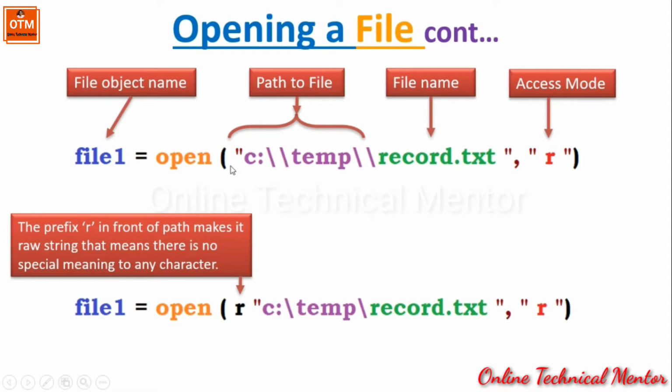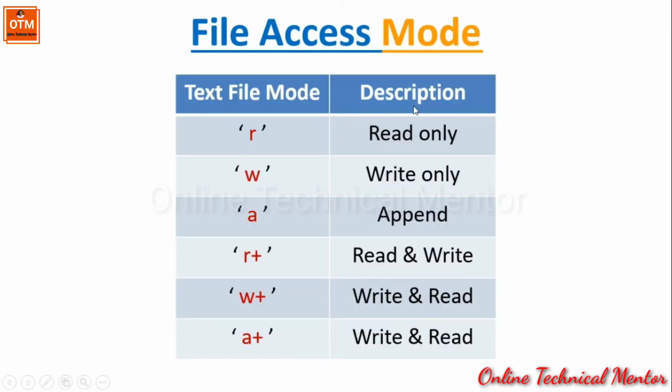And be very careful that the access mode and the path and file name will be enclosed within double inverted or the single inverted comma. So this is the technique of opening a file. So there are different access modes other than read also. So these are the access modes. So for R, this is read only. If you write a W in place of R, that means it will be considered as write only.